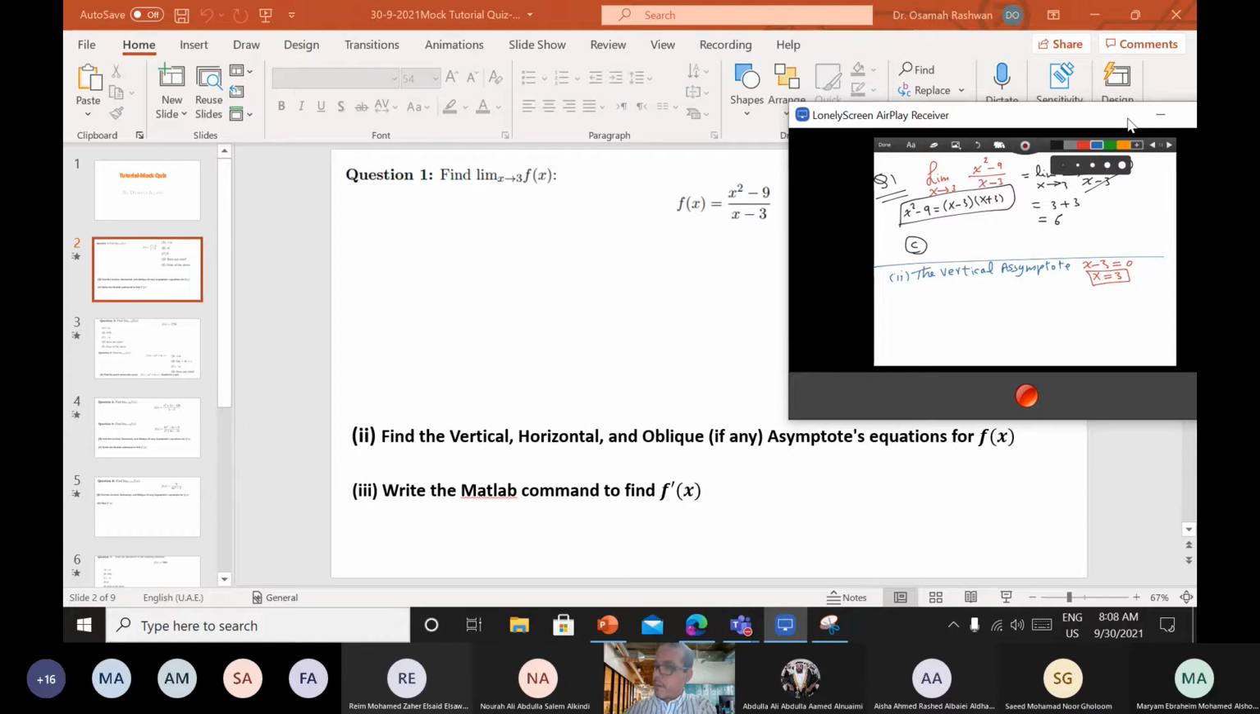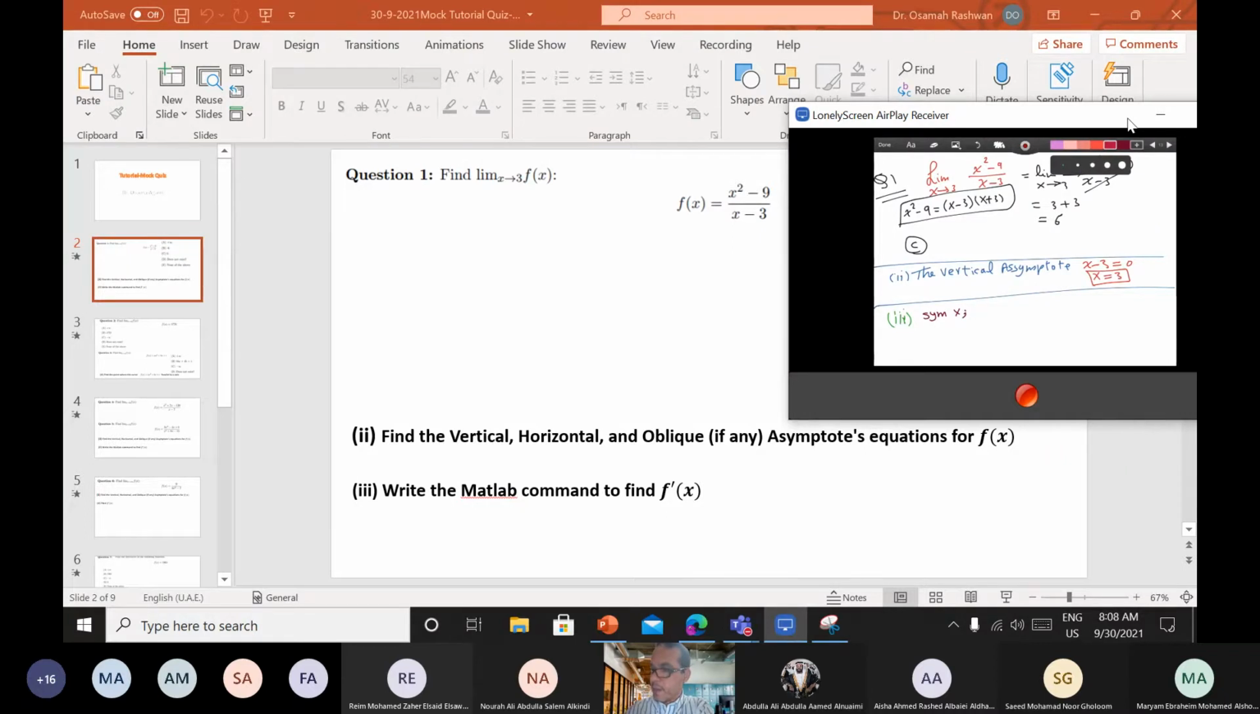Section 3. He's asking you to write the MATLAB command to find the first derivative. Yes, how can I write the MATLAB command? First, I have to define the variables. So I'm just writing syms x semicolon, and then I'm writing my function.